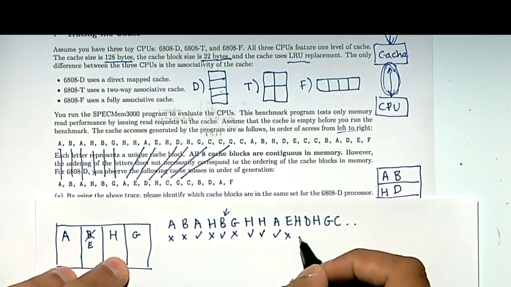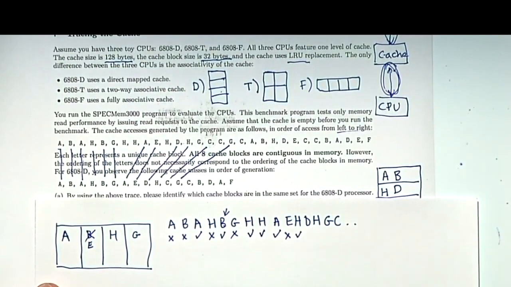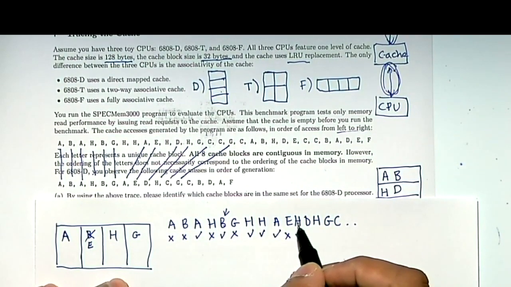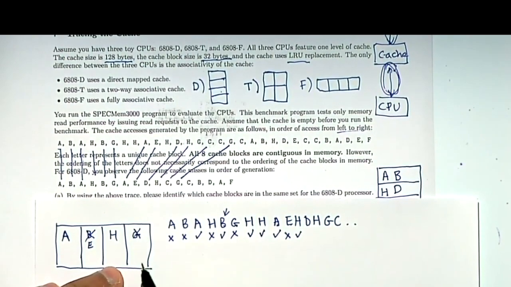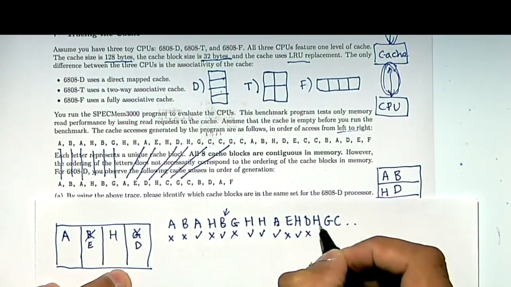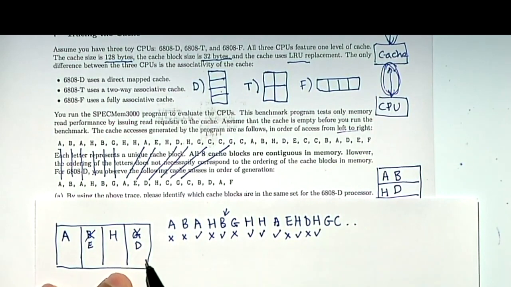Then we have an access to H, which is a hit, and then we have D, which is not in the cache. So again, we have to choose something to evict. And based on the LRU policy, it's going to be not H, not E, not A, but G. So G gets evicted, and we replace it with D. And so that's a miss. Then H is still in the cache. G is no longer in the cache because we just evicted it.